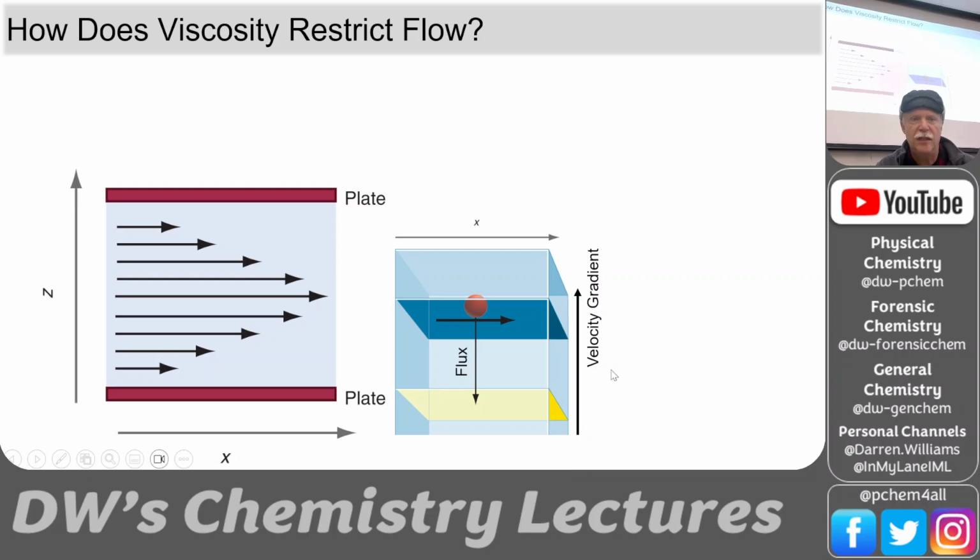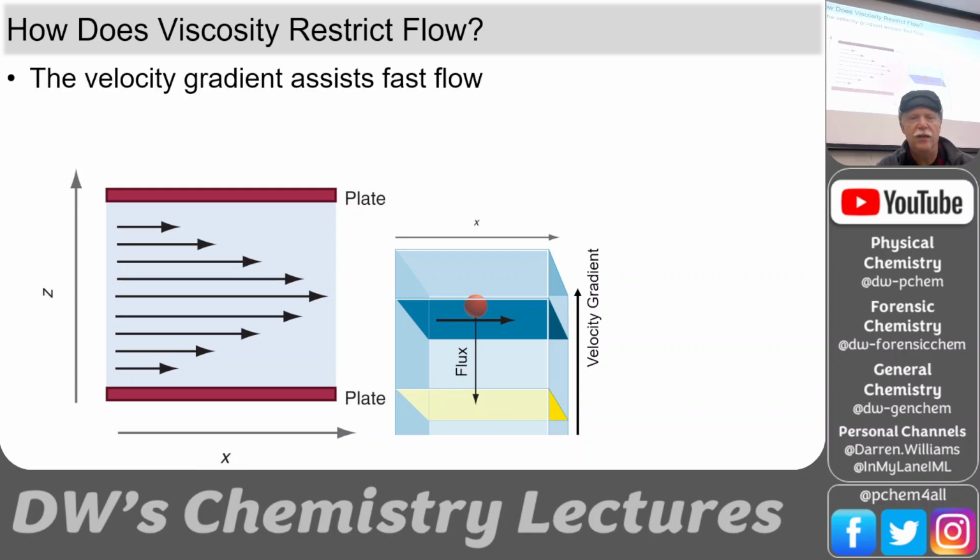So how does viscosity restrict flow? Well, the velocity gradient assists fast flow. If you have a higher gradient, then you're going to have a higher current in the middle. So remember, the gradient is the slope of this line right here. If it's not very sloped at all, you've got a lot of restriction on that flow. But if you have a high gradient, then you can have really fast velocities in the middle and still be still at the walls.